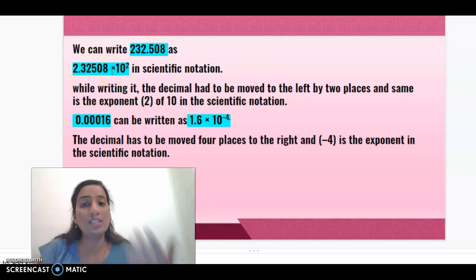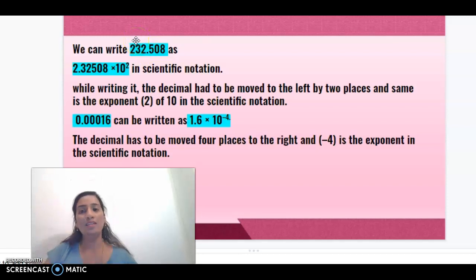There is no number to discard, and we have to count how many places we have shifted the decimal. Just 2 places. We have just moved the decimal 2 places to the left. So into 10 raised to 2. There are no non-significant zeros to discard. So 2.32508 into 10 to the power of 2. This is how we can write the number 232.508 in scientific notation.